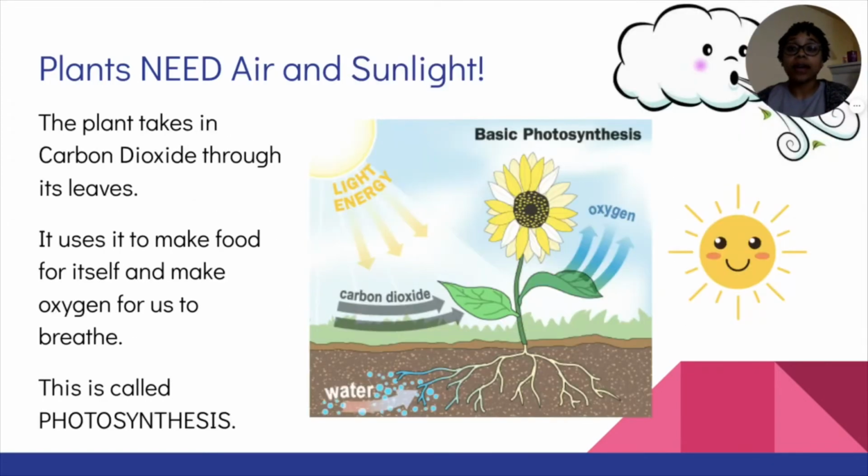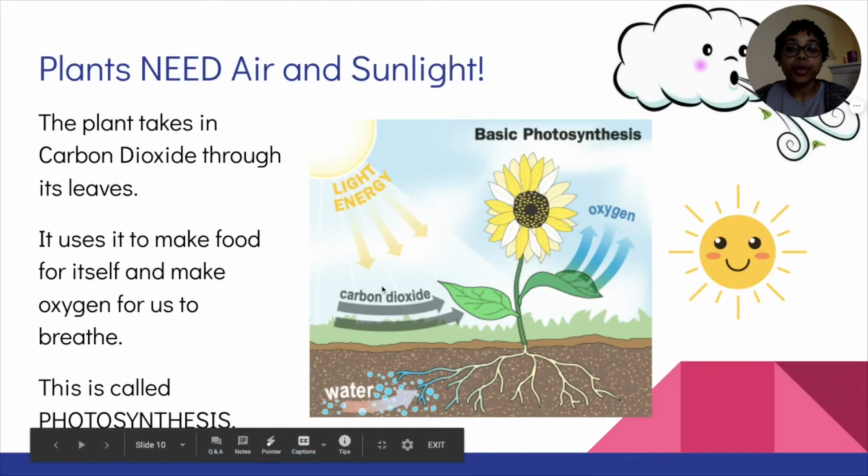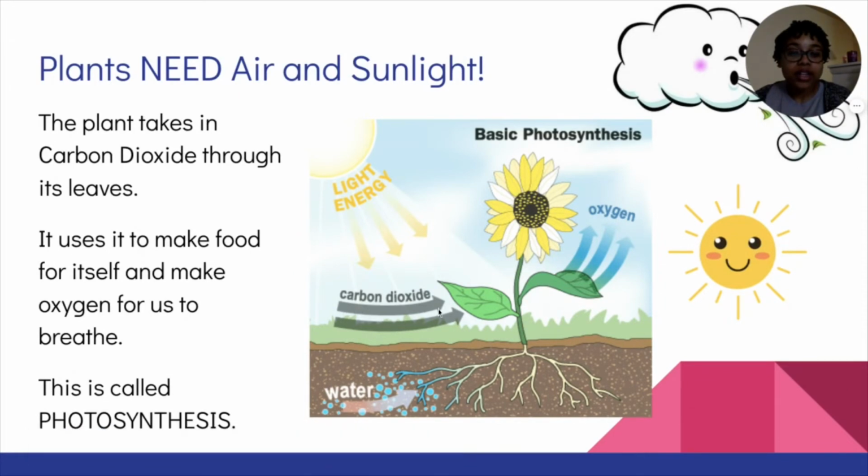All right, plants need air and sunlight. So I want you to pay special close attention to what I'm about to tell you next. The plant takes in carbon dioxide through its leaves. So here's something you can't really see. It goes into the plant through its leaves. It uses it to make food for itself and make oxygen for us to breathe. So carbon dioxide goes in and oxygen comes out. It uses the sunlight and the air to make this happen.